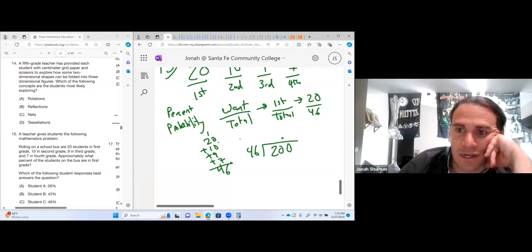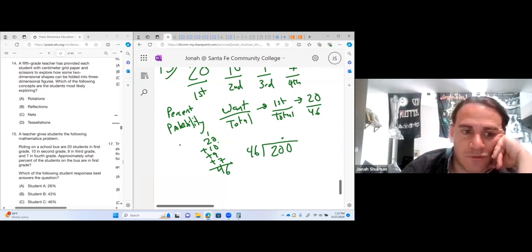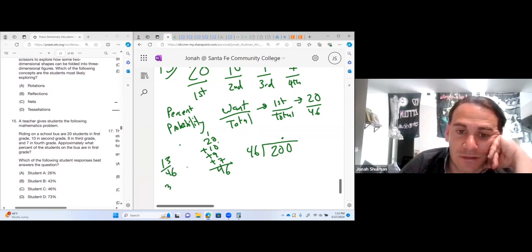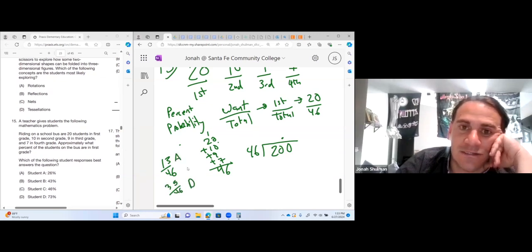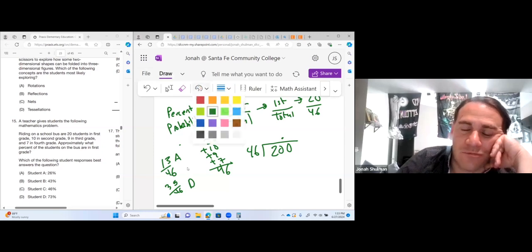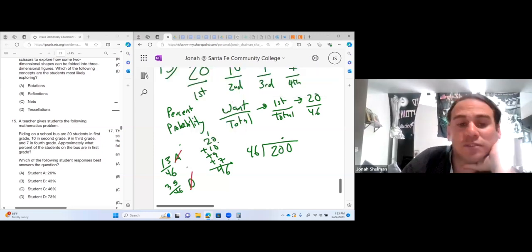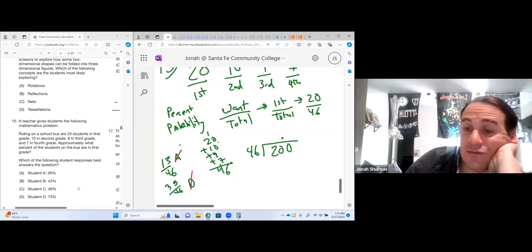It's not a quarter, right? This is too small. 26 is out. A quarter would be 10, like 13 out of 46. That would be A. And 73 would be 30 something, 35 out of 46. So already A and D are out. And you can teach your students how to do this process of elimination for their standardized tests. All right, so it's either 43 or 46.